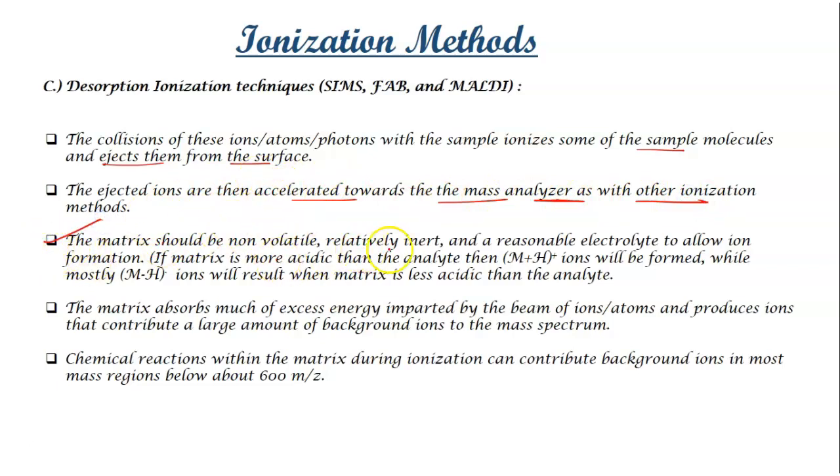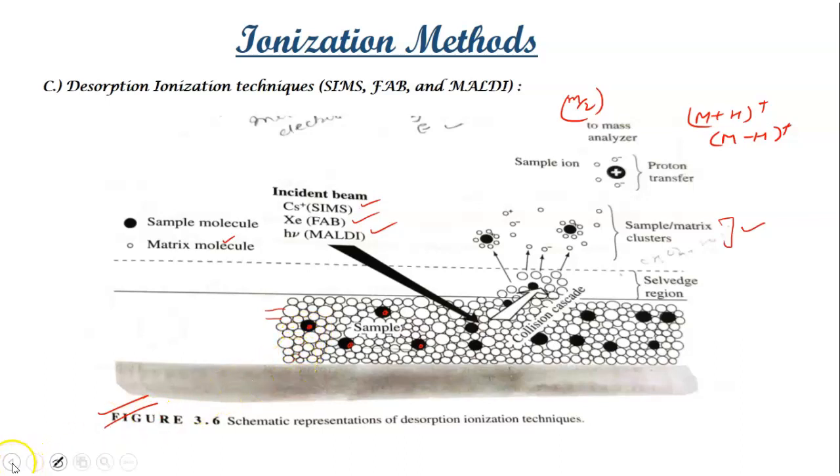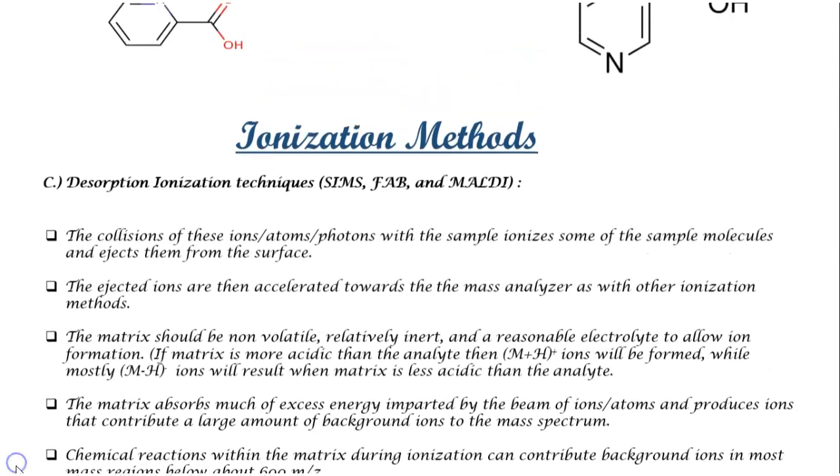The matrix should be non-volatile, which I have already told you. If the matrix is more acidic, then it should be M plus H positive ion. And if the matrix is less acidic, then this kind of ion is going to form. Correct. These things I have already mentioned in the previous slide. So you can make proper notes for yourself, and you will be able to understand this particular technique very well. If the DIT technique is asked, you should draw this particular diagram also in your subjective paper. So that's all about this particular technique, that is your DIT technique.